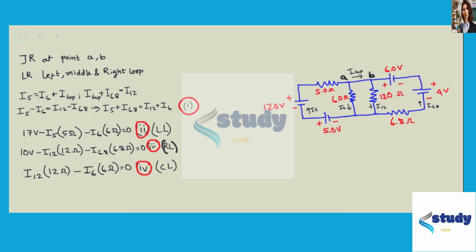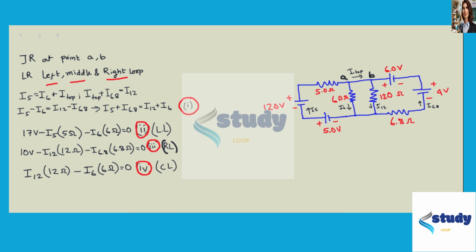And now we see we have 5 unknowns, so we need 5 equations. We can use the junction rule at A and B, and then we can use the loop rule at the left, middle, and right loop. So let's first apply the junction rule at points A and B.